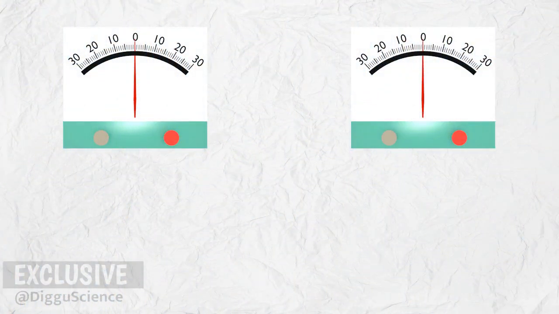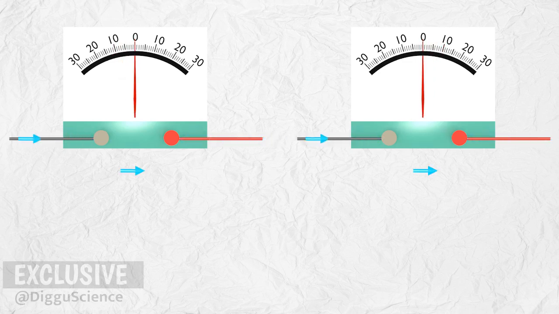Now, let's look at galvanometers available on the market. Here are two galvanometers. Although they look exactly the same, they operate differently. When electric current flows from left to right, or from the black wire to the red wire, the needle on the left galvanometer deflects to the left. Meanwhile, the right galvanometer needle deflects to the right. Why is this? Because the electrical circuit inside the galvanometer is different. We will discuss this in detail in the next series.